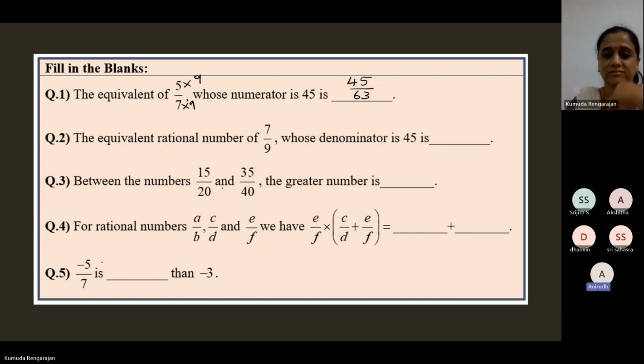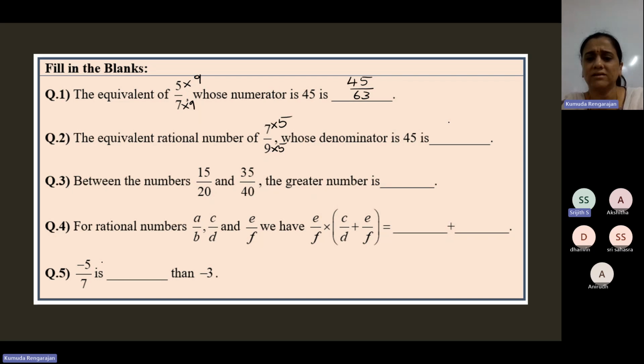Thirty-five by 45. Correct. Can we simplify it? You'll get back 7 by 9. Yeah. So you should not simplify because the denominator should be 45. If you simplify, then the denominator will change. No, it will not be 45. Yes, ma'am.